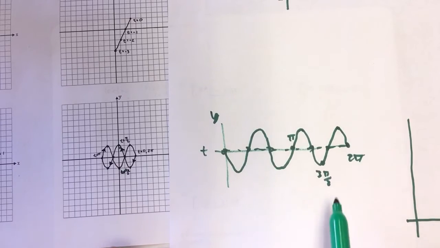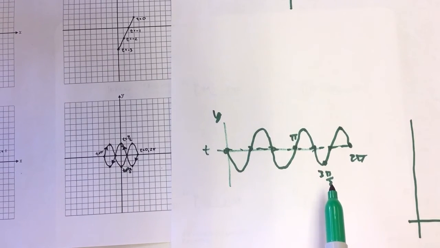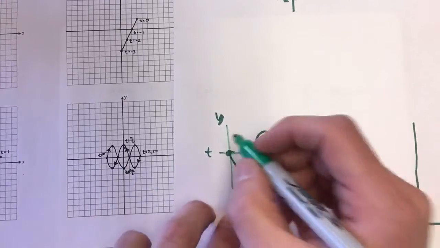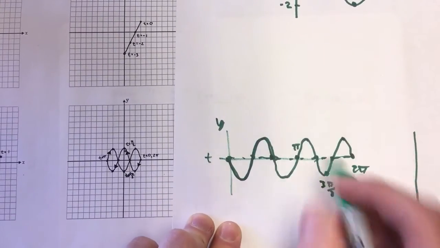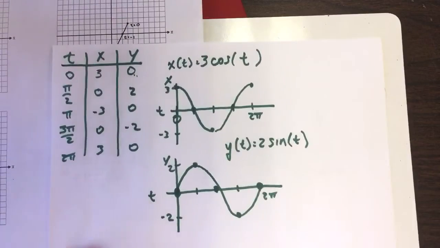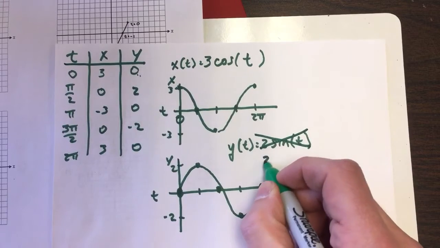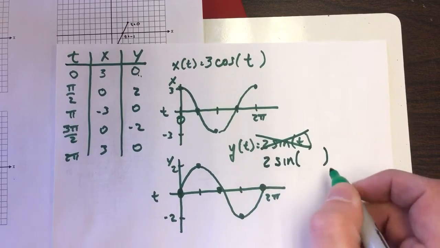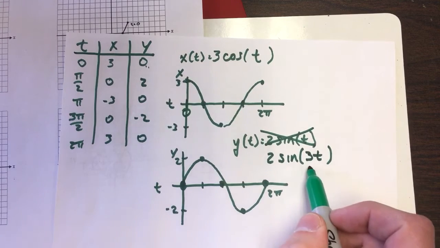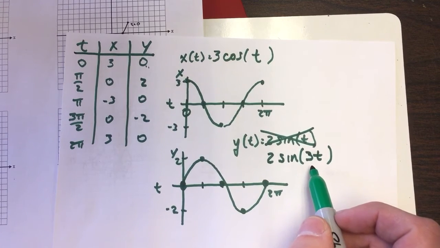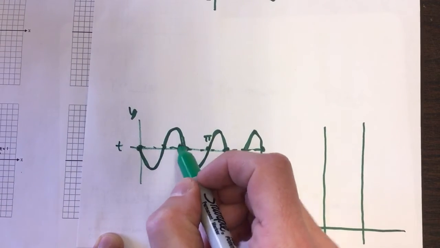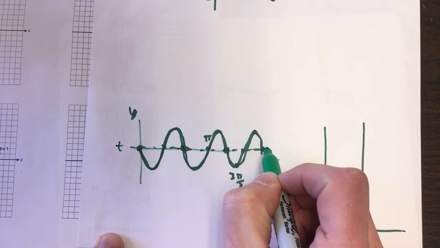How many cycles do we have over the course of 2 pi? How many periods is that? 3. There's 1 period, 2 periods, 3 periods. But I drew it on the paper. No, that's x though. Those are 2. Why? We had 3 periods. 1, 2, 3.